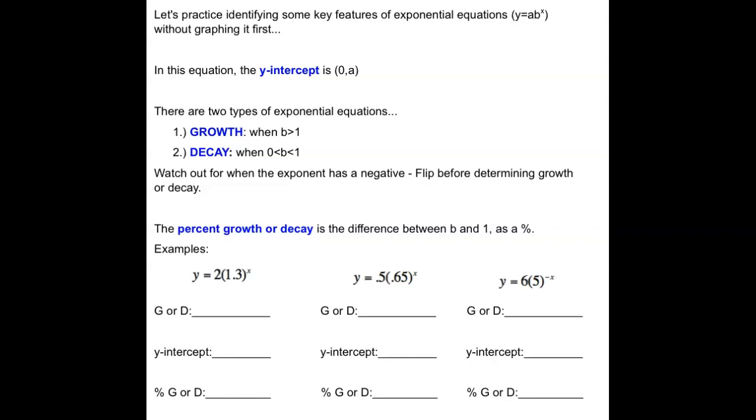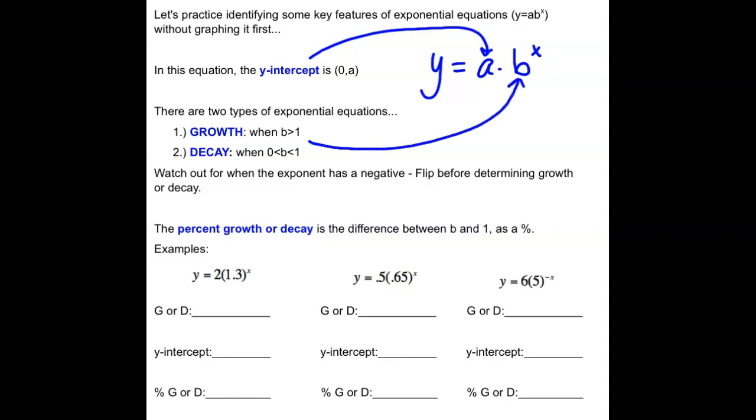Okay, so let's practice identifying some key features of exponential equations without having to graph it first. In this equation, the y-intercept is always going to be (0, a), and there are two types of exponential equations. We have our growth and we have our decay. So that's going to be our y-intercept, or our starting point. And then the growth and decay is going to be based on the base that's being raised to that power.